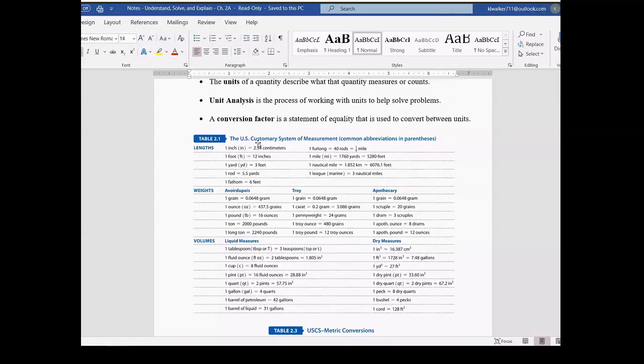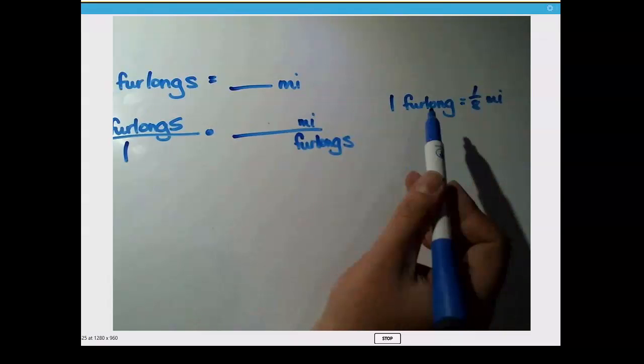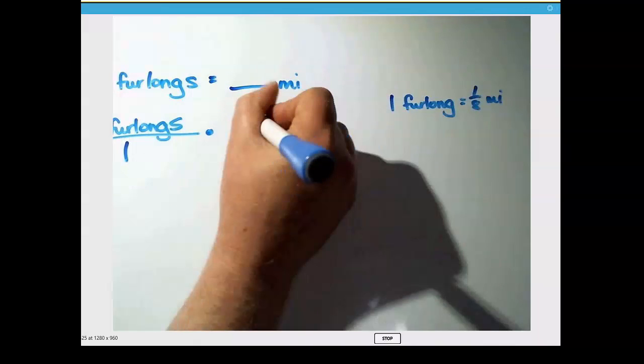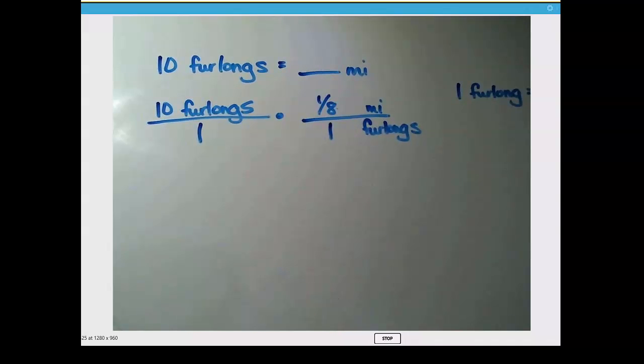Miles is length. So we're looking at the length section, and here's the furlong conversion. A furlong is the same thing as 40 rods, which is the same thing as 1/8 of a mile. So that's the one we need. 1 furlong equals 1/8 of a mile. I jotted it down, and now I can use it. So when I plug it in, the 1 goes with the furlong, the 1/8 goes with the mile. And that's it for that.